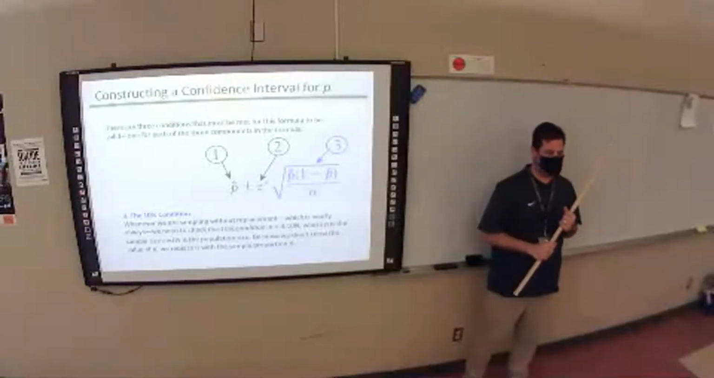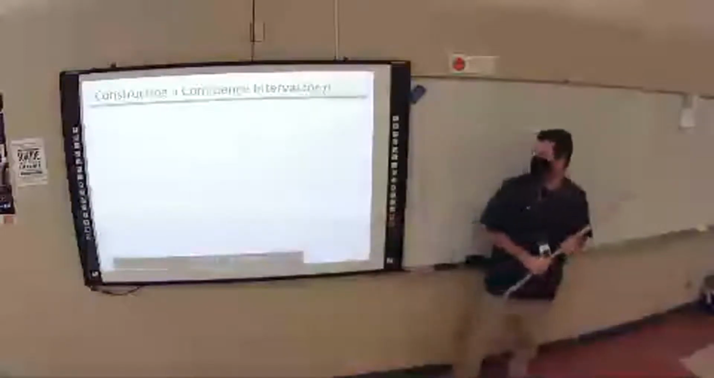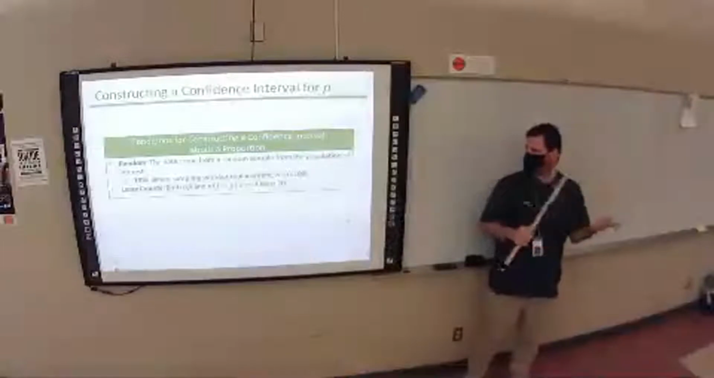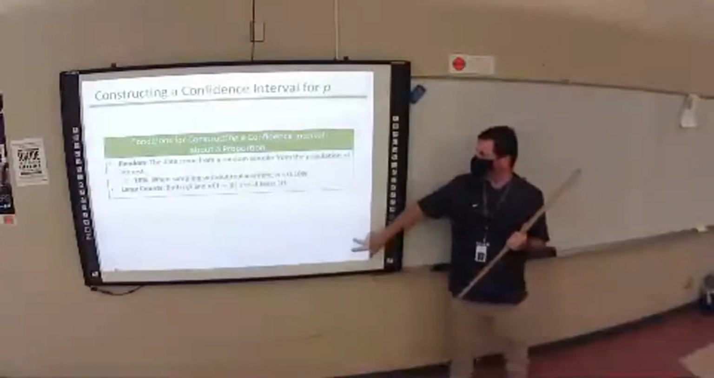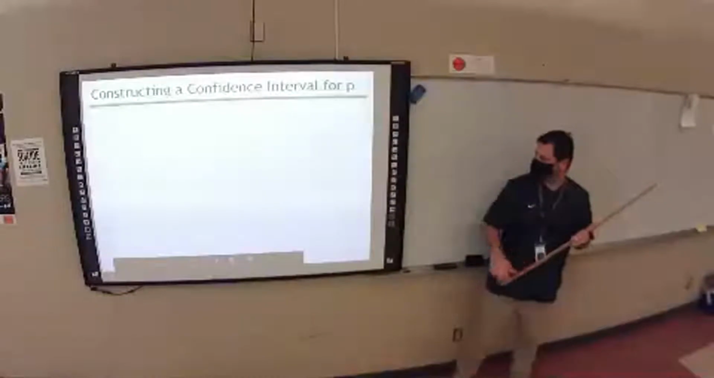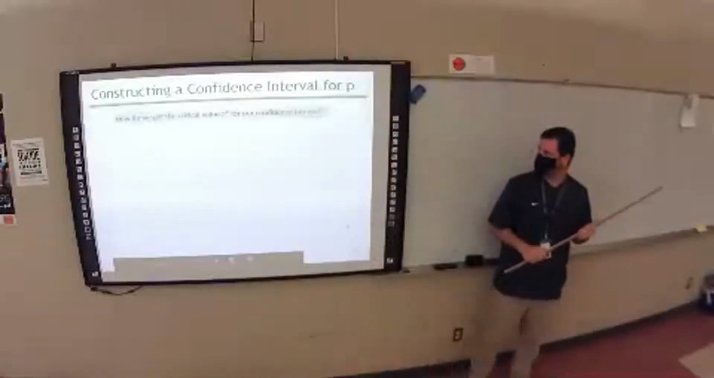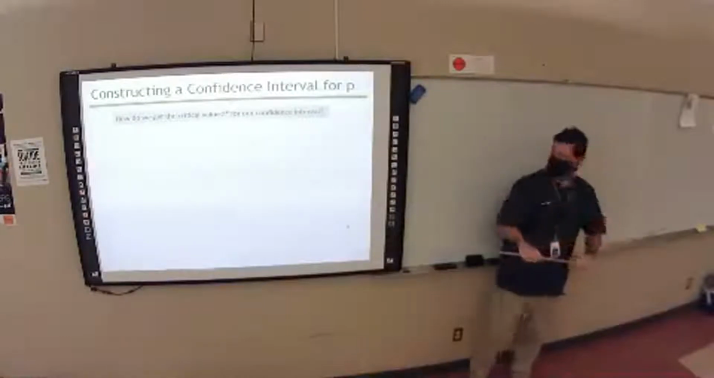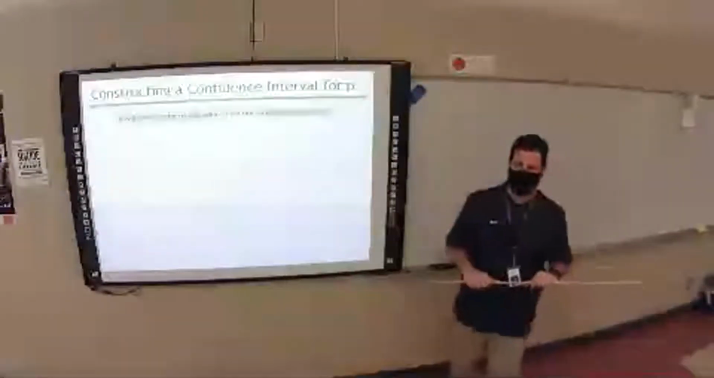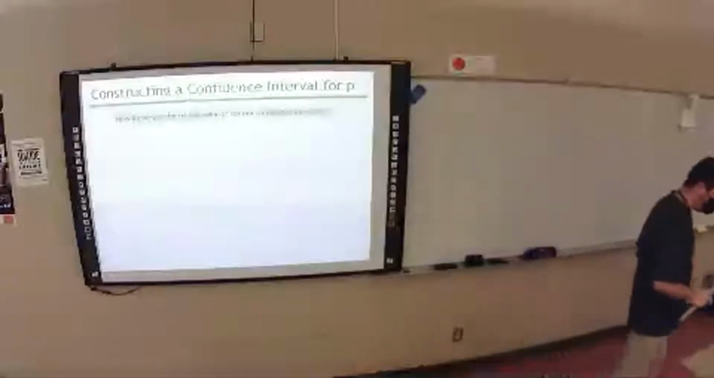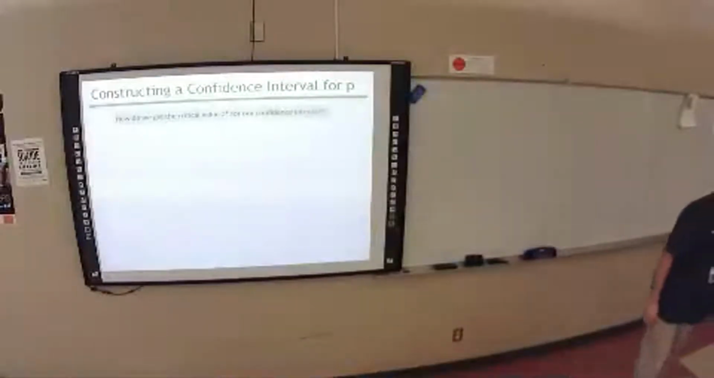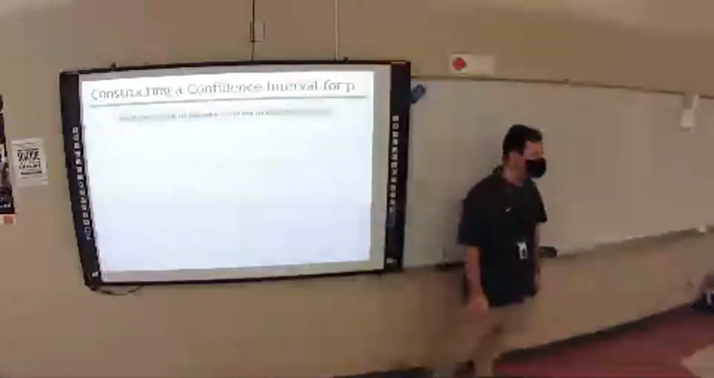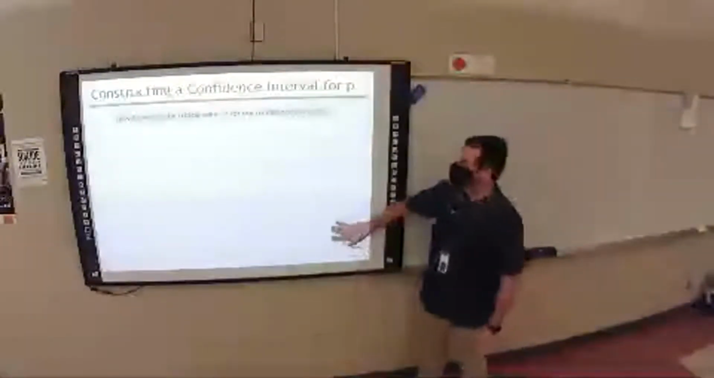All right, here we go. Oh, it's the same thing. Random, 10%, large counts. How do we get the Z star critical value? Very important. This is probably, like I said, one of the biggest mistakes that students make on this. Z star critical value.